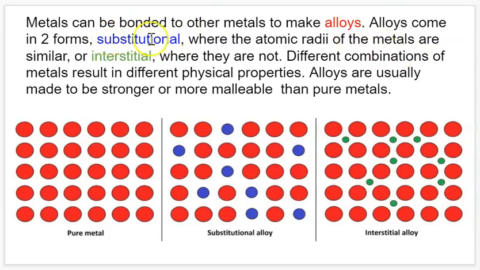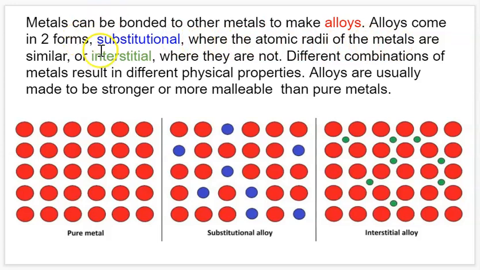One is called a substitutional alloy, and in a substitutional alloy, you can see here as an example, we have a bunch of red atoms, and then we've replaced some of them with blue. So we've substituted some of the atoms for a different element. And you'll notice that even though the blue is somewhat smaller, it's at least big enough that it can fit into a place where the red would without changing the structure of the whole. So substitutional alloys are made when the atomic radii of the two metals are similar.